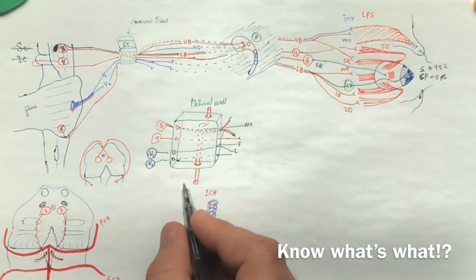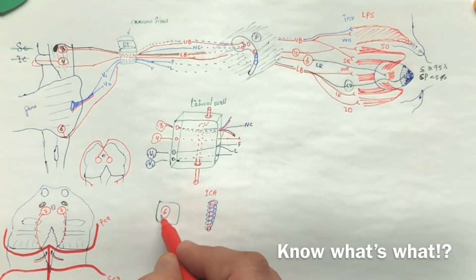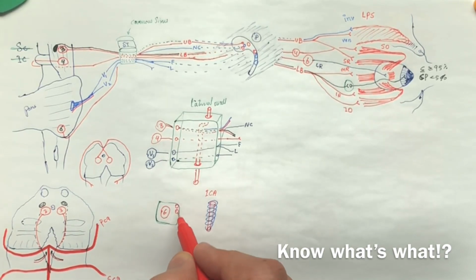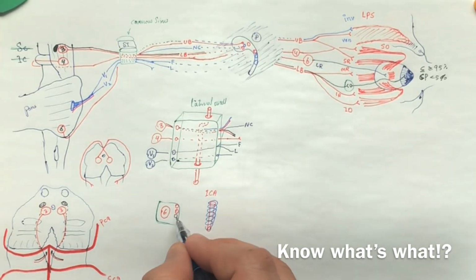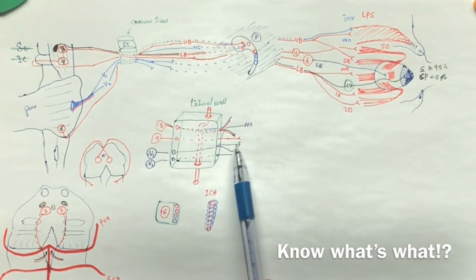Now, if you look at the back of the cavernous sinus, the sixth cranial nerve passes through the cavity of the cavernous sinus, while the other nerves pass through the lateral wall of the cavernous sinus. So these are the structures passing through the lateral wall.